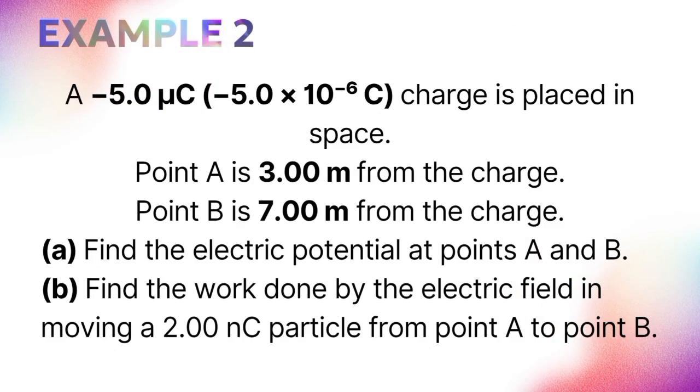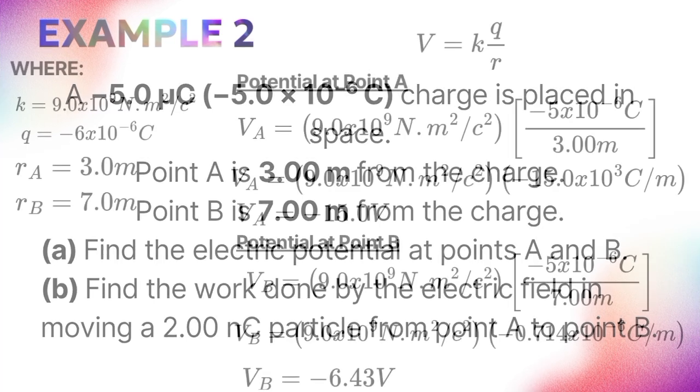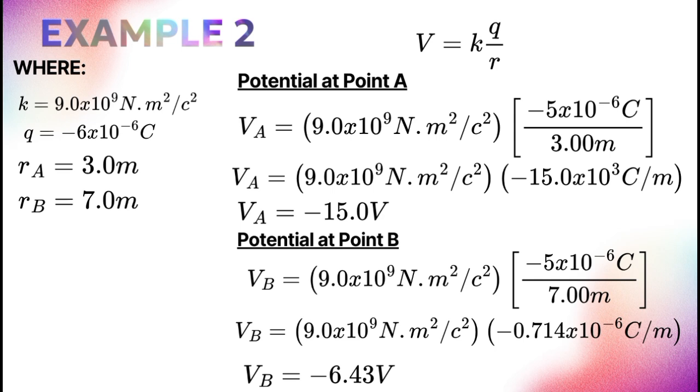Example number 2. Take note of the 2.00 nanocoulomb; we will use that in determining the work. So these are the givens. Again, we multiply Coulomb's constant times the charge divided by 3.00 meters. The answer will be negative 15.0 volts. And V sub B is equal to Coulomb's constant times the charge divided by 7.00 meters. The answer is V sub B equals negative 6.43 volts.